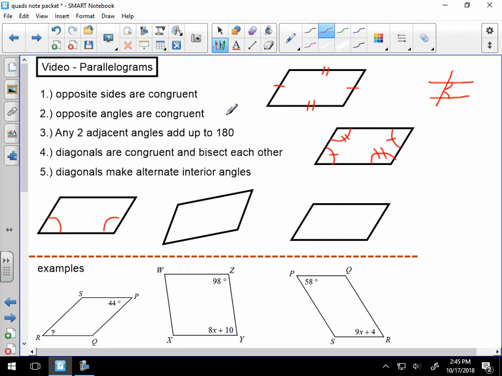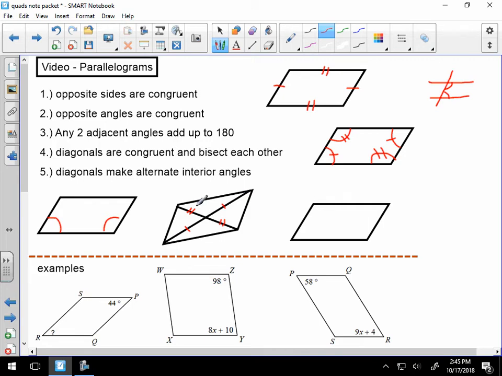Alright, diagonals are congruent to each other and bisect each other. Okay? So these guys are going to cut in half. This one right here at this intersection, it's going to cut it into two small pieces. And then as this one crosses over, it's going to be cut in half. Notice that this one has two dashes, this one has two dashes, but this one has a single and this one has a single.